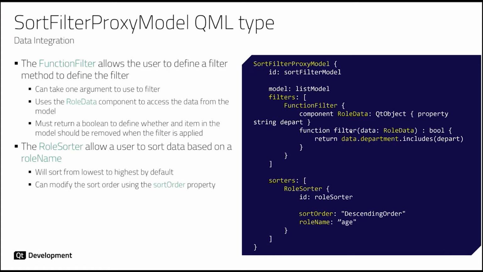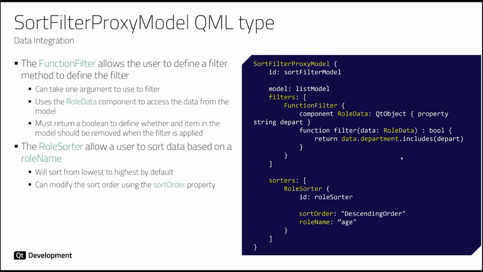And this does need to return a Boolean to define whether or not an item should be removed from the model. So basically, if this function returns false, it will remove the specified item from the model. And if it returns true, it'll keep that item inside of the model. And we can see here, in this example, we have a list of employees, and we're going to be filtering based on the department that employee belongs to.